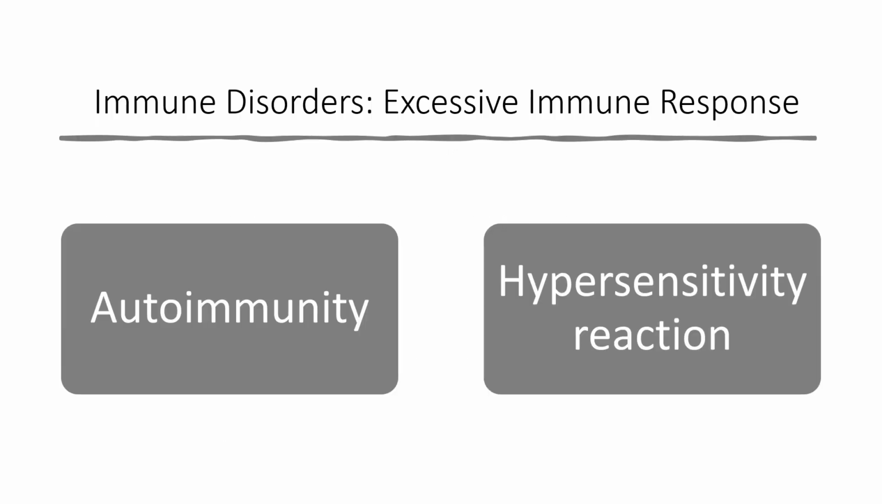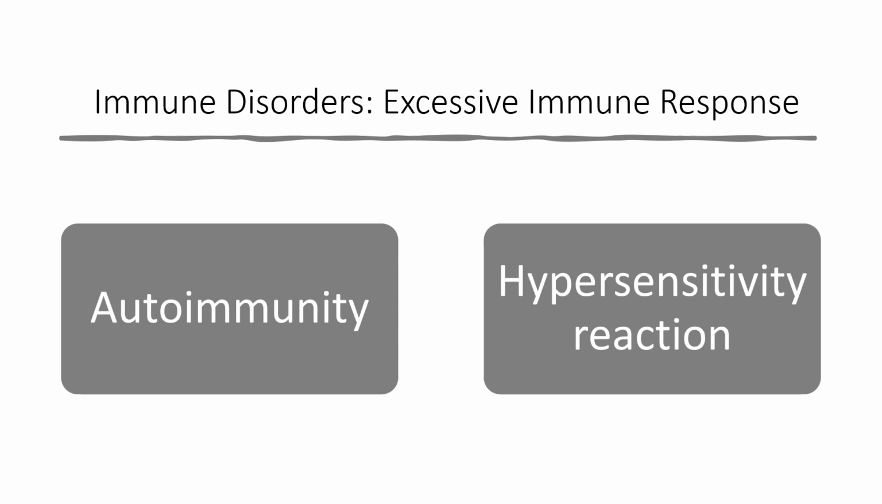Immune disorder. So an excessive immune response. So we already spoke about autoimmunity last week, so I'm not going to really go much into the autoimmune. I'm going to go into the hypersensitivity reactions. So a hypersensitivity reaction, that's when the immune response is overreactive to a foreign antigen. An antigen is a foreign protein that stimulates an immune response in a susceptible individual.